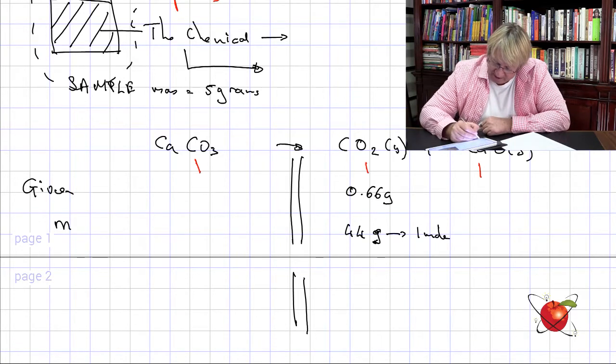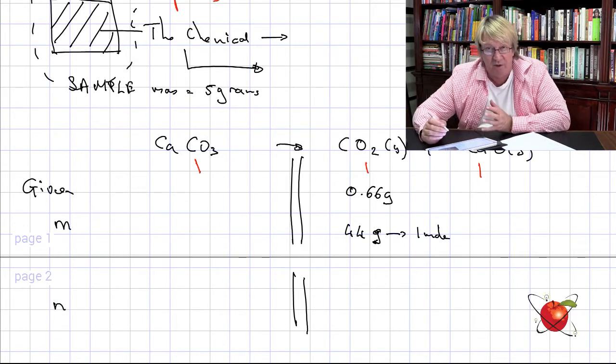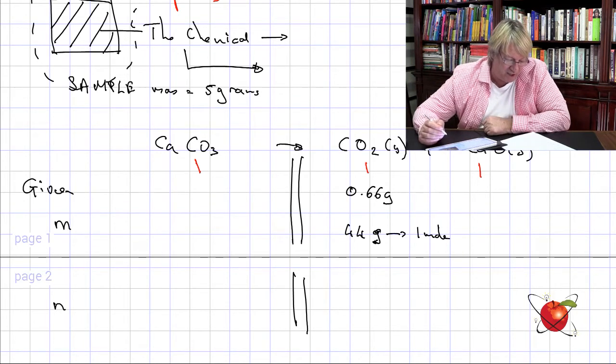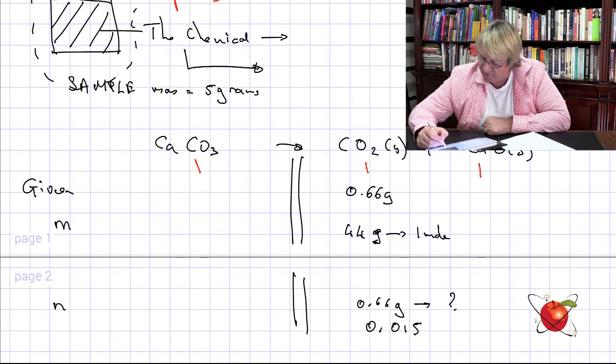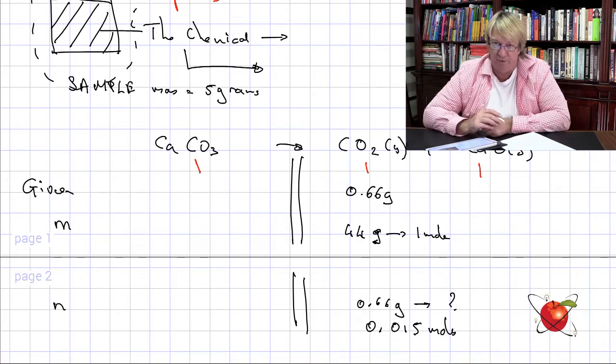So therefore, what can we calculate? The next thing we do is we calculate the number of moles, right? Same old, wash, rinse, repeat, okay? Number of moles in this case, we say 44 grams is that. We've got 0.66 grams, therefore, how many moles? And the answer comes out that over that. We end up with 0.015 moles of CO2. Okay? So when this decomposed, the reality of it was that we got 0.015 moles of gas given out.